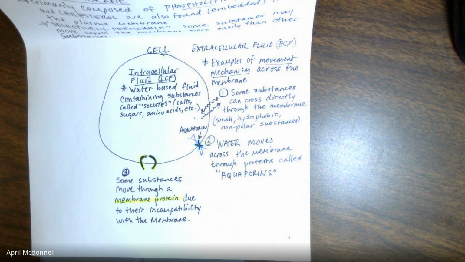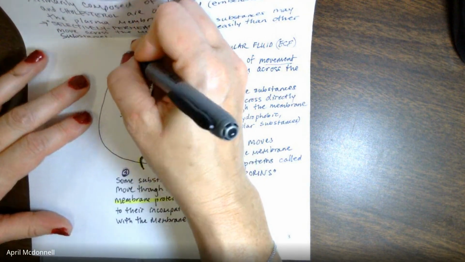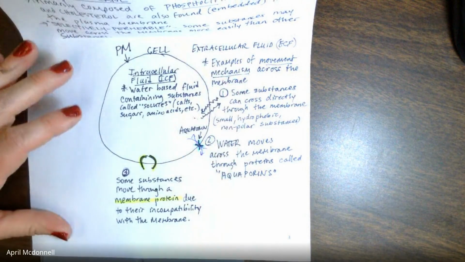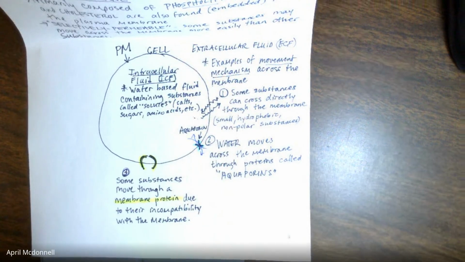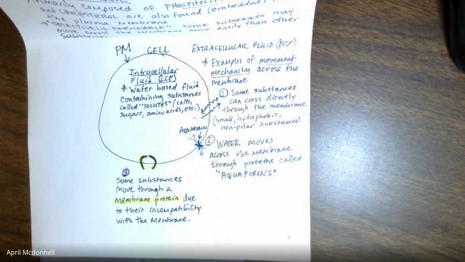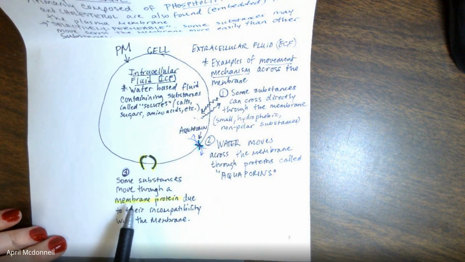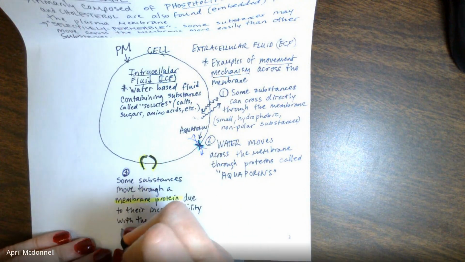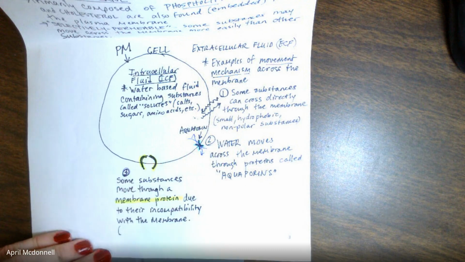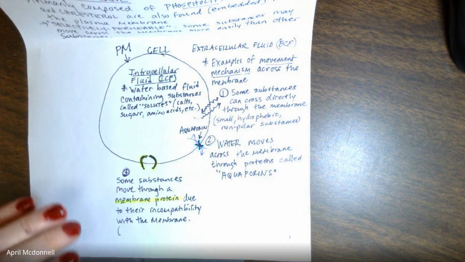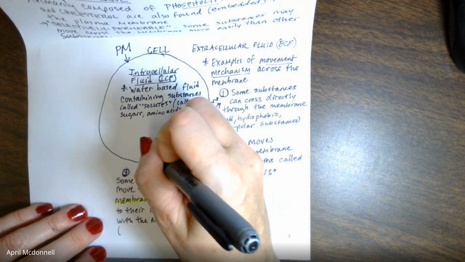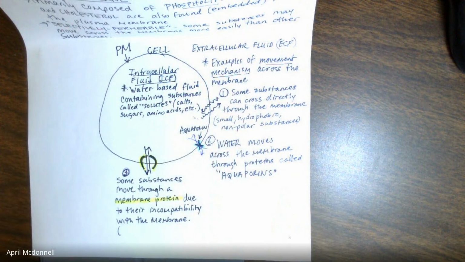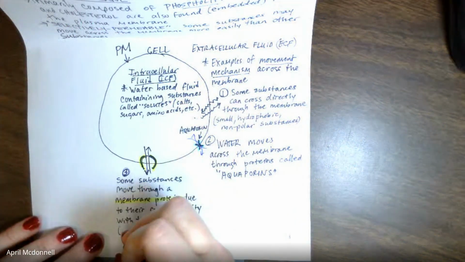Recall that the plasma membrane, this lining right here, is a thin layer of oil, and not all substances are compatible with oil. Substances that are not compatible with oil have to move through what's called a membrane protein. Examples of substances that have to move through the membrane protein to enter or exit the cell are going to be large substances or hydrophilic or polar substances.